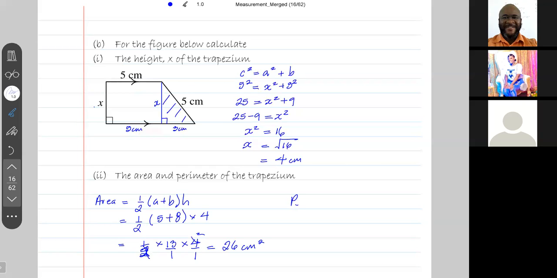The perimeter means distance around. The trapezium is a quadrilateral, so it has 4 sides. When I add up the length of all 4 sides, I'm going to get the perimeter. So X, which is 4, plus 5 plus 5 plus the bottom, which is 8. 10 plus 4, 14. 14 plus 8, this is 22 centimeters is the perimeter of the trapezium.